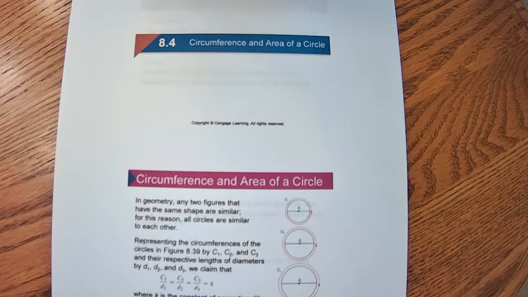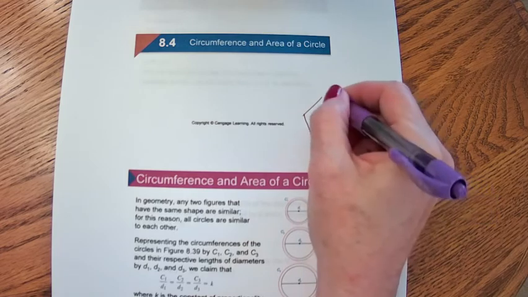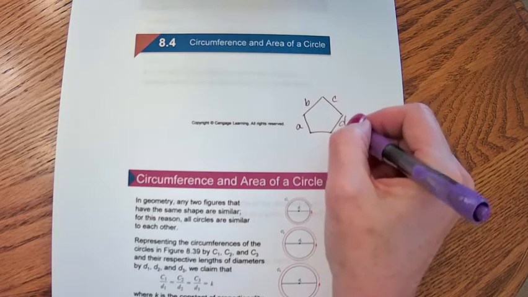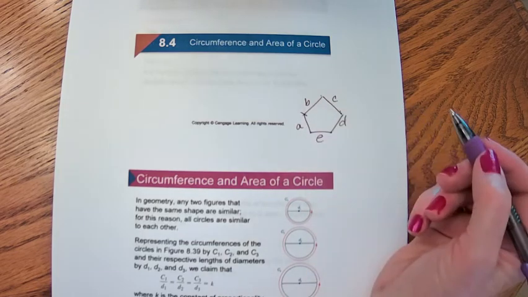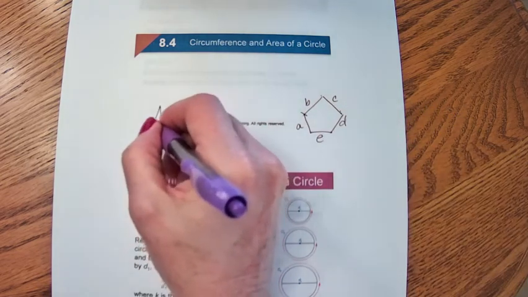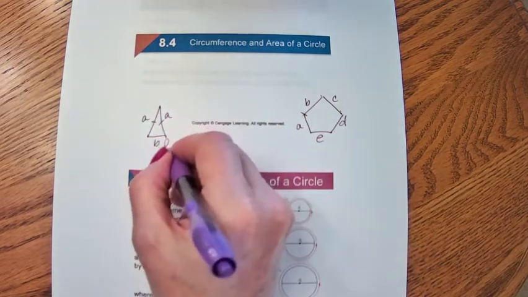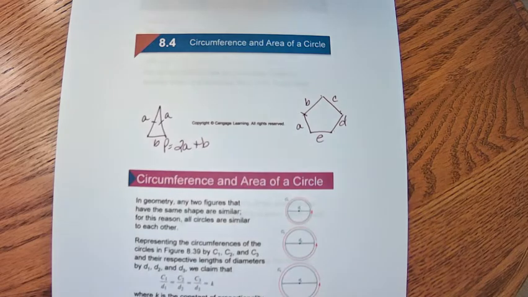Now in section 8.4, we'll learn about finding the circumference of a circle and the area of a circle. Just as a review, if I were to have a polygon with all different side lengths, to find the perimeter I would add up all these sides. Or if I were to have an isosceles triangle, these two sides would be the same length. The perimeter here would be 2 times the A side length plus the B side length. So with polygons, you add up the sides.